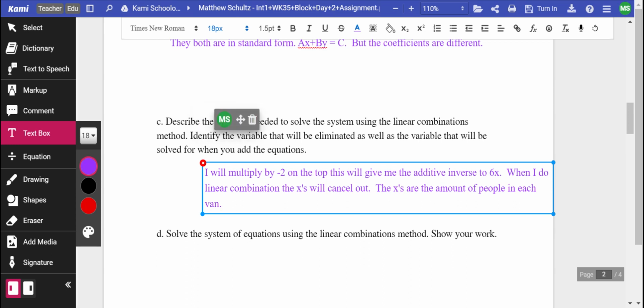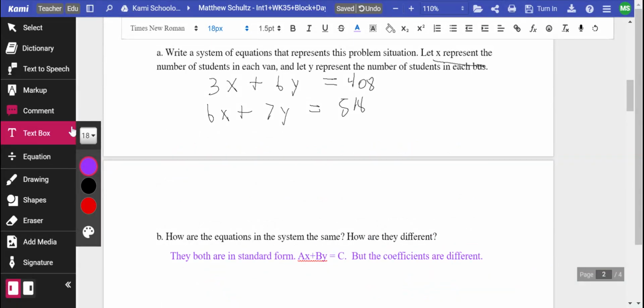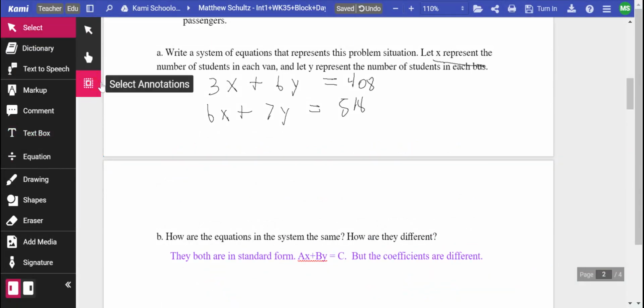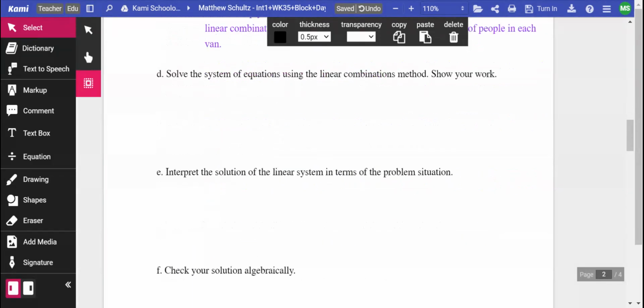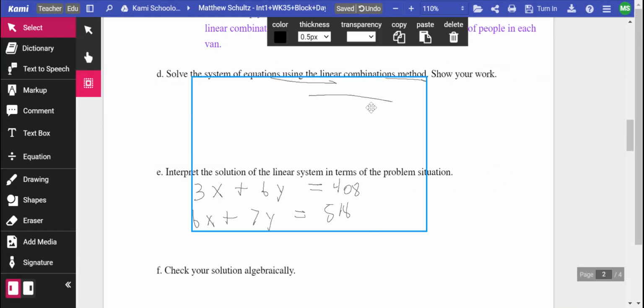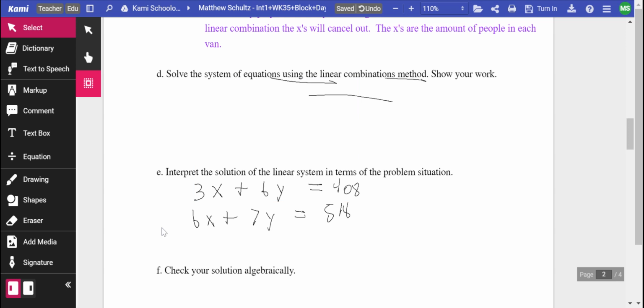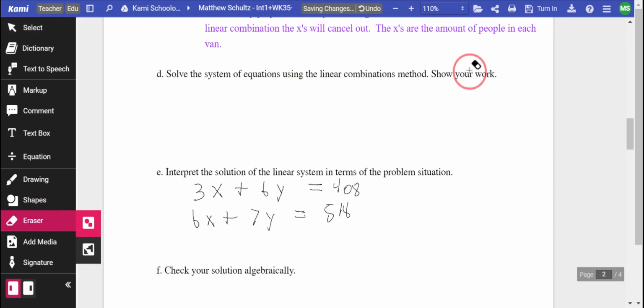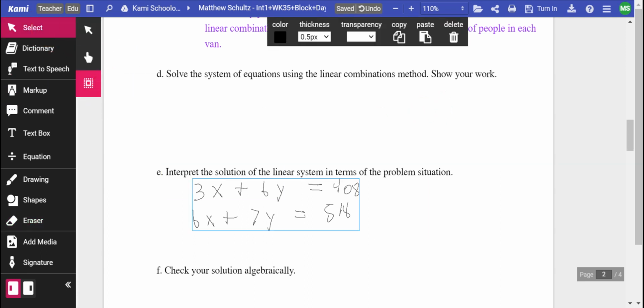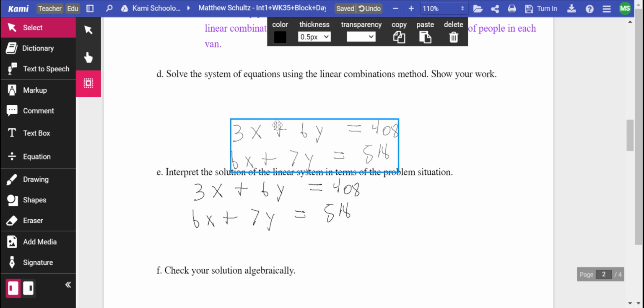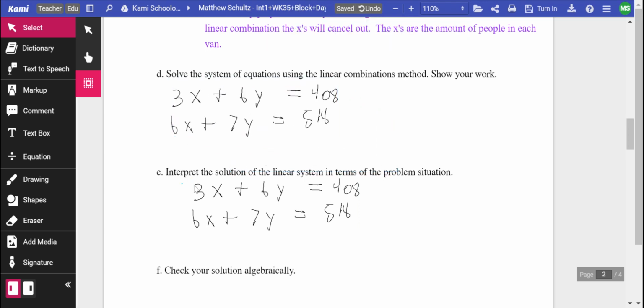Solve the system of equations using the linear combination method. Show your work. Okay, well, let's take this. Let's see if I can copy and paste it. Grab it. No, I don't want the whole thing. I just want this part. Well, okay, fine. Let's take that. All right, so let's delete this. So erase. And let's try to grab this and put it right there. There we go.